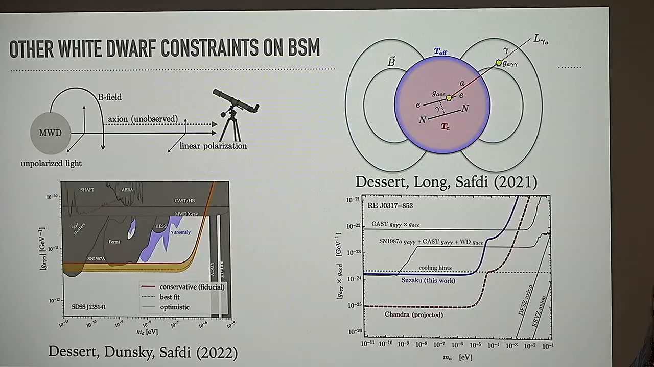So the constraint you can set is on the product of those couplings. The two are perfectly degenerate in this situation, and so the way that you interpret that depends on your model of the axion. Okay? So that's a cool example.